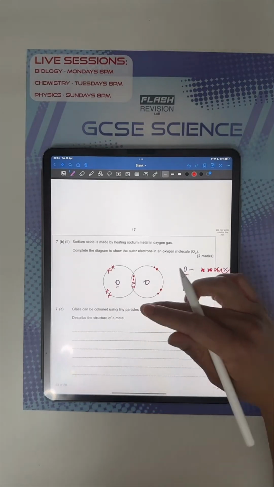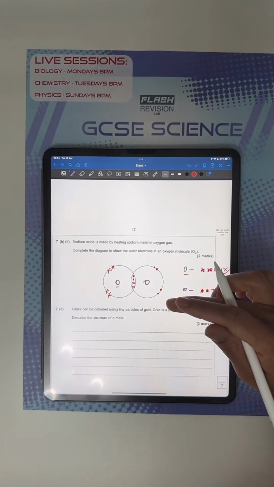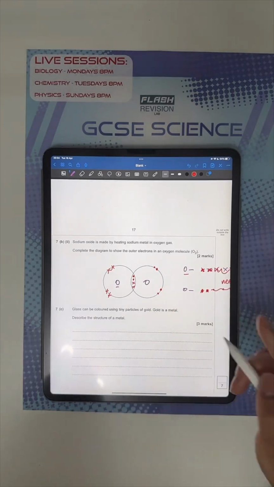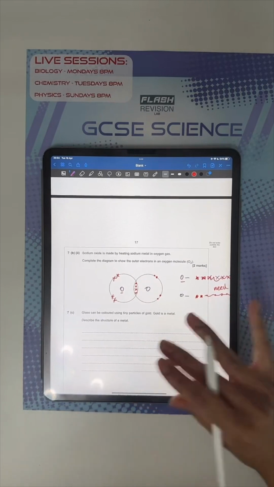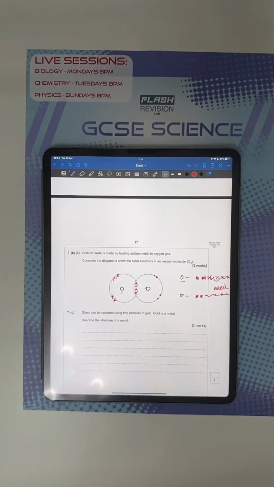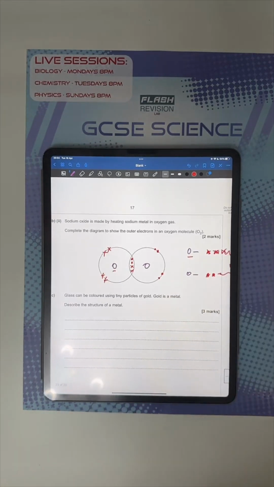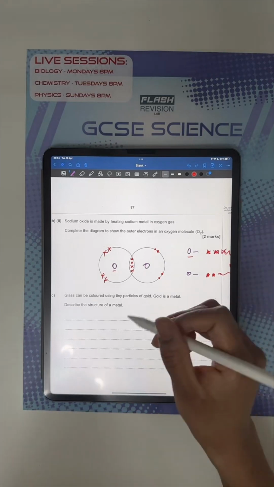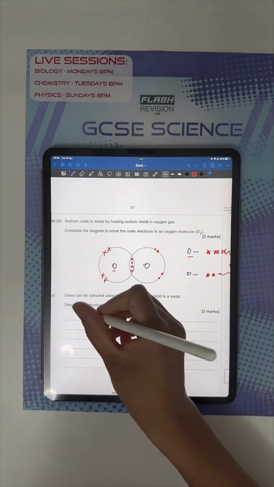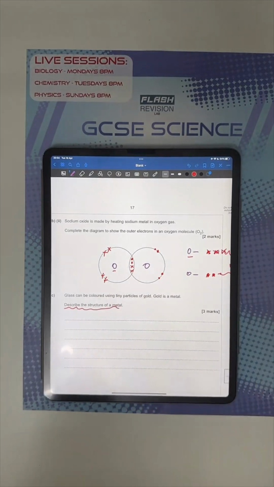Okay, next question. Describe the structure of a metal. It's not much you can ask about metals. What do you guys know, what a metal looks like? What the structure of a metal is? Shiny, yes, shiny is a property, but the structure, when they say structure, they mean how the atoms are arranged or the particles are arranged.